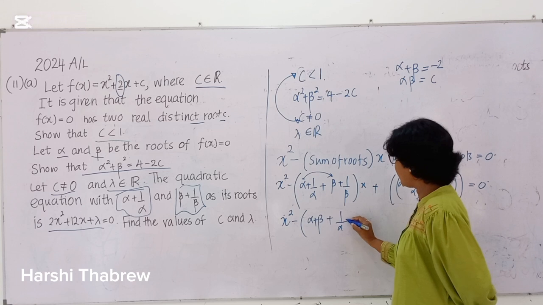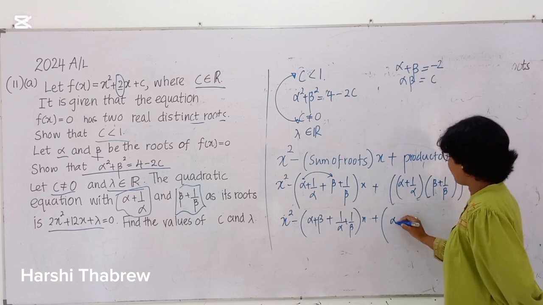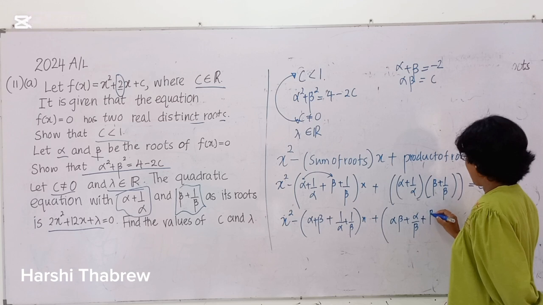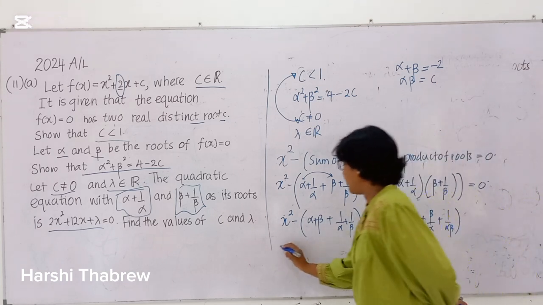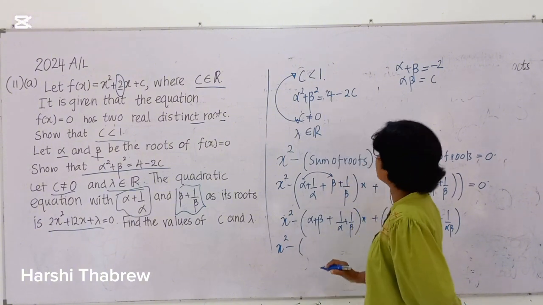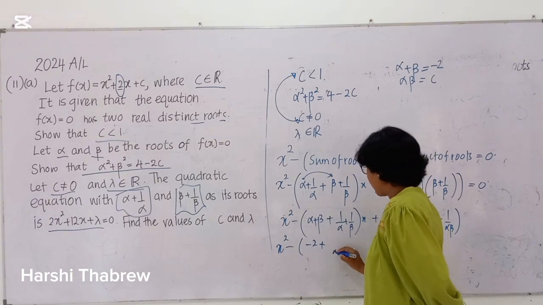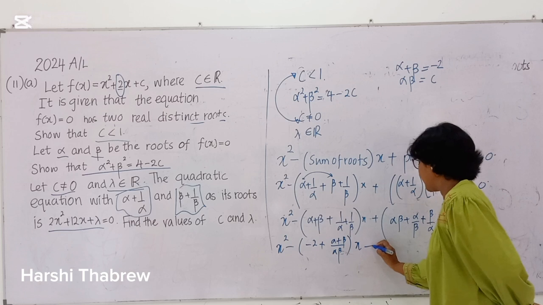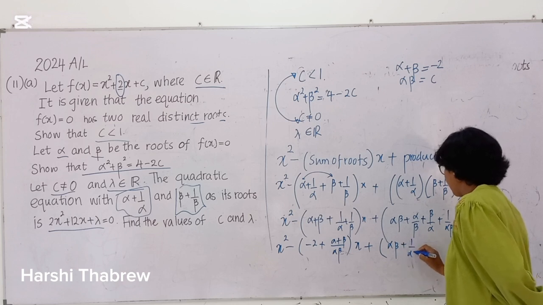Then 1 over alpha plus 1 over beta times x, plus here alpha beta plus alpha over beta and plus beta over alpha plus 1 over alpha beta. Let's simplify. Then it's x squared minus (alpha plus beta) is minus 2, plus then you can find a common denominator, alpha beta product, and here as the numerator you have alpha plus beta times x, plus here alpha beta plus 1 over alpha beta.